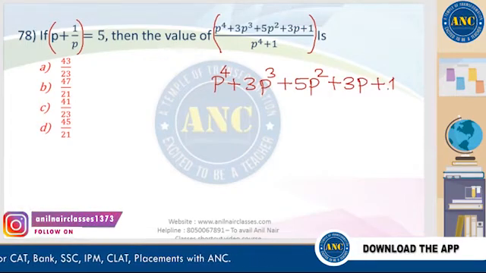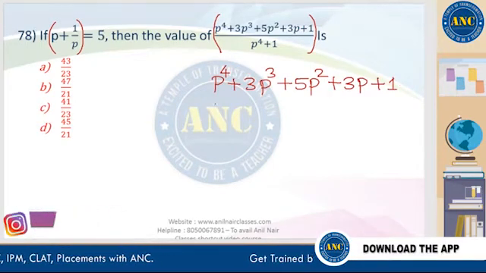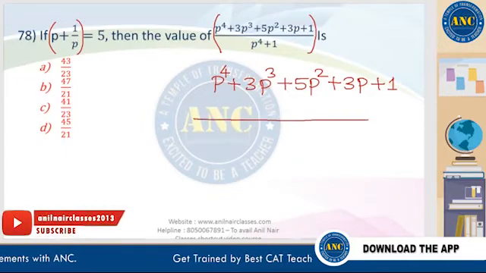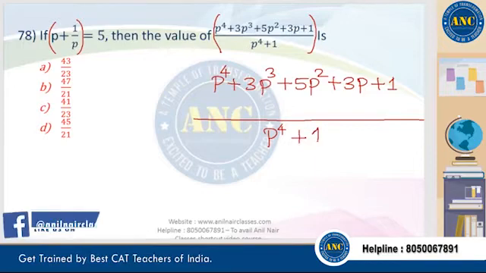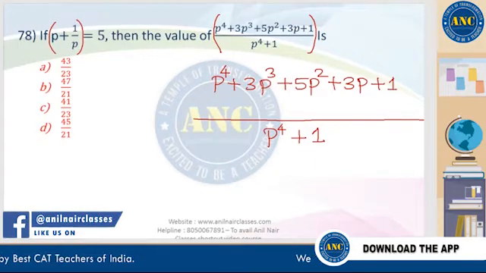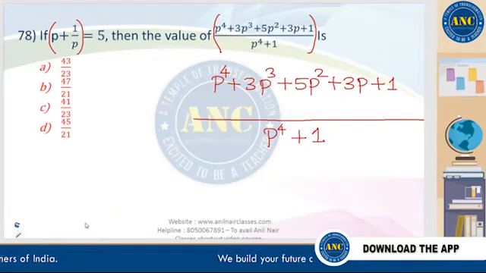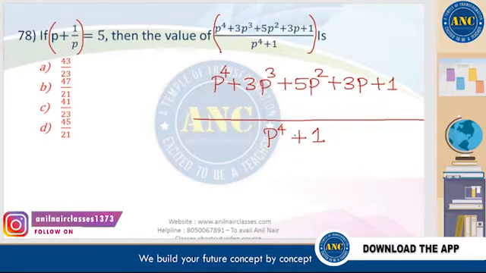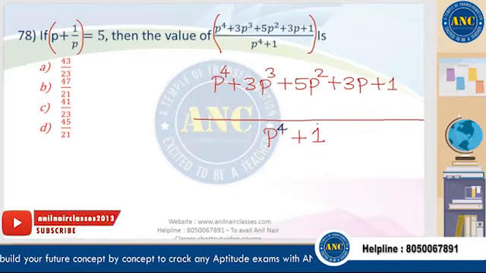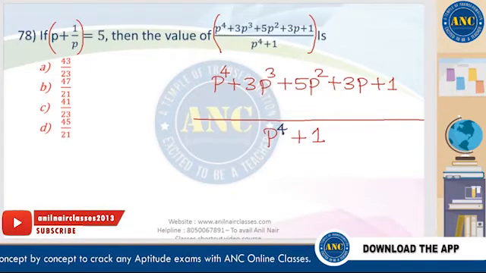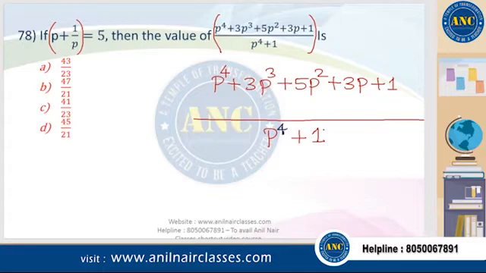This 1 is nothing but p power 0, right? Don't forget that. 1 is nothing but p power 0, divided by p power 4 plus 1. Again this 1 is nothing but p power 0. Now can I say like this? This is p power 4, this is p power 0. That means I have p power 4 with me, and I have p power 0 with me.